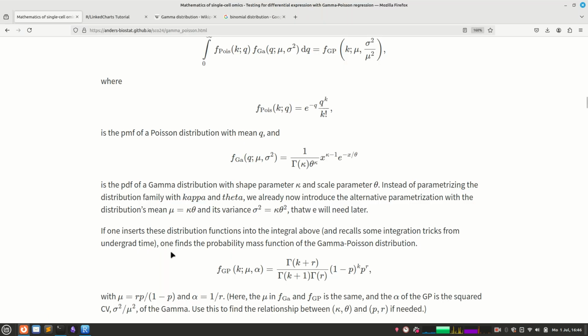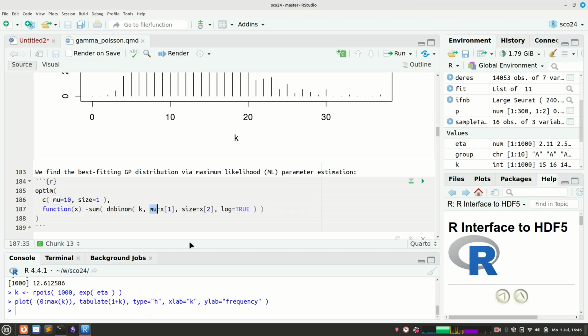Mu is the mean, and size is 1 over alpha. So size is with R here. And I tell dnbinom that I want it to report the logarithm, because in maximum likelihood we have to, of course, get the joint probability of all these observations. If we multiply all these probabilities, we get an incredibly small number.